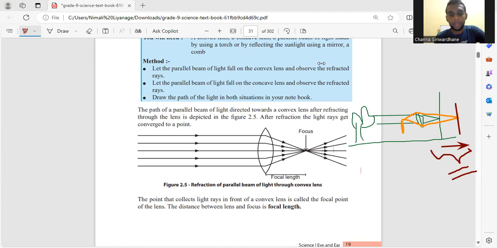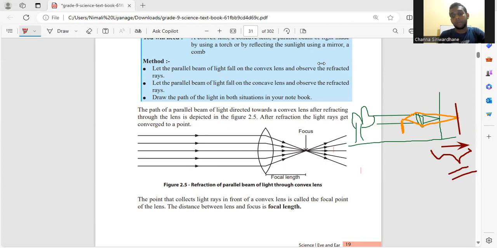The path of a parallel beam of light directed towards the convex lens is changing with the refraction. After refraction, the light rays get converged to a point.